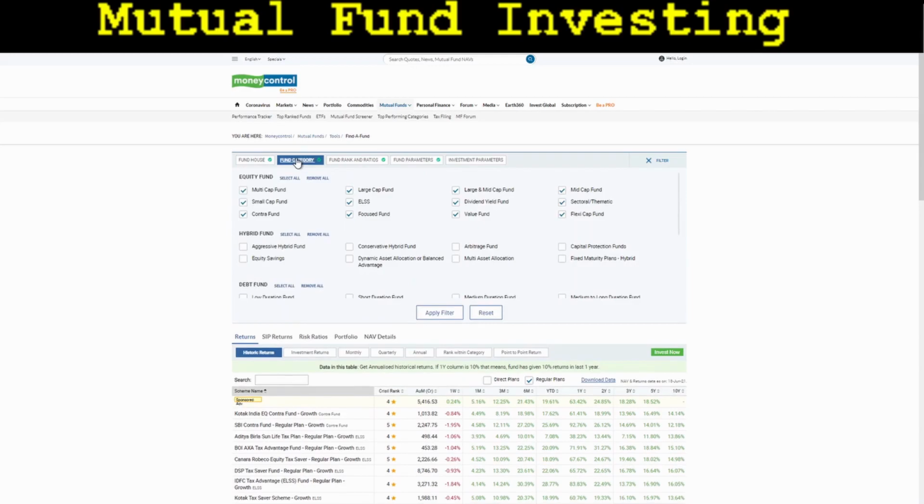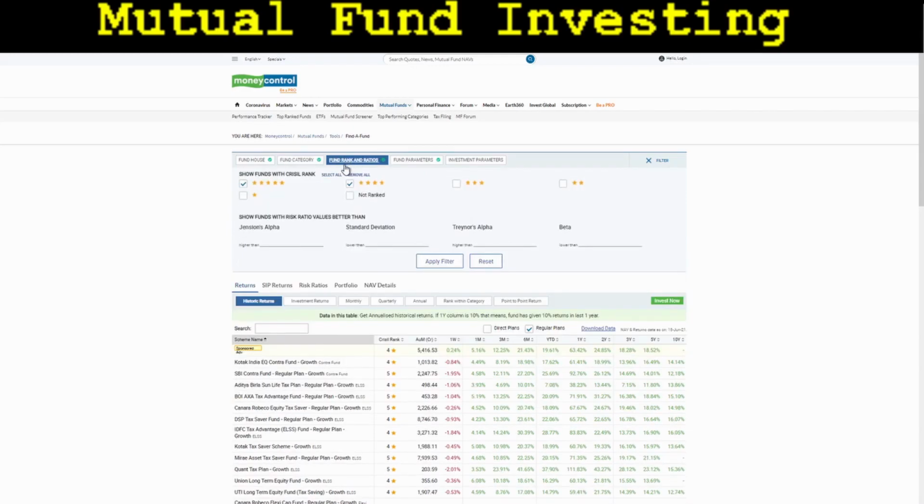The second one is fund category. I think we have already discussed this one. Then we have fund rank and ratios. So the ratios are too complicated. We'll stick to the fund rank. Fund rank is an important criteria.